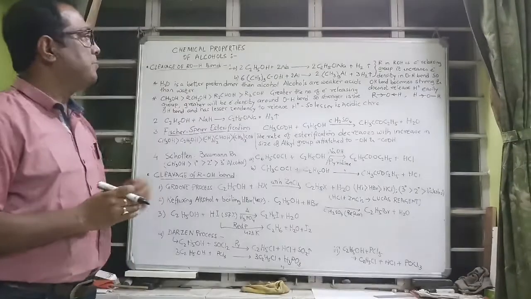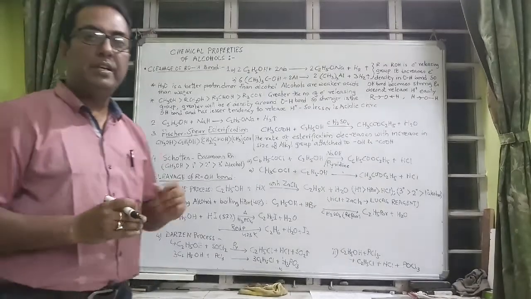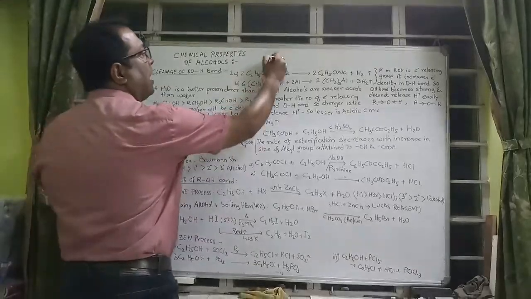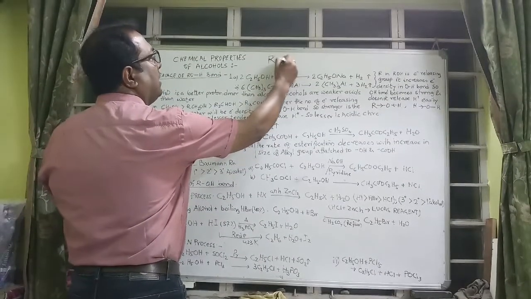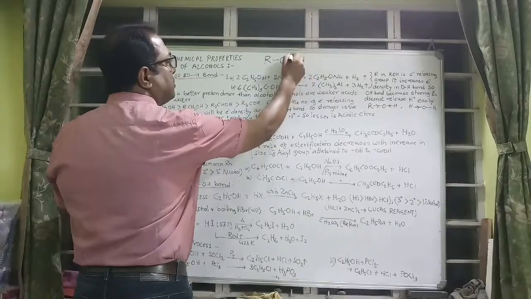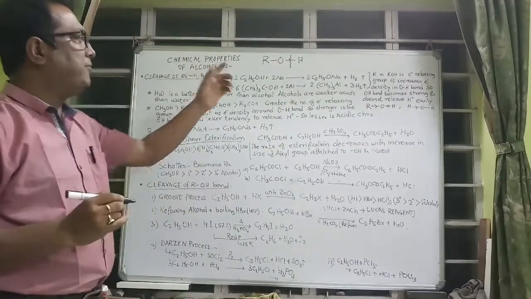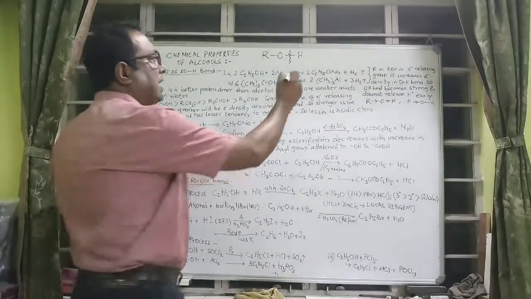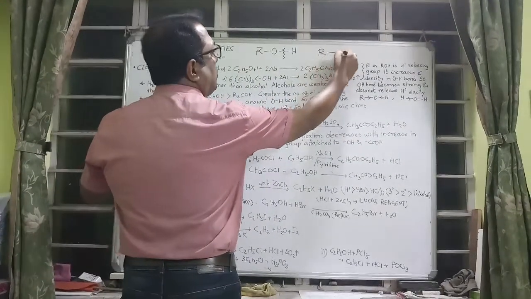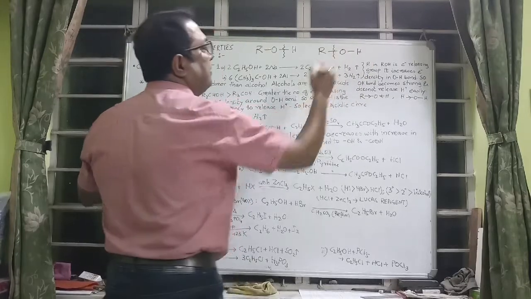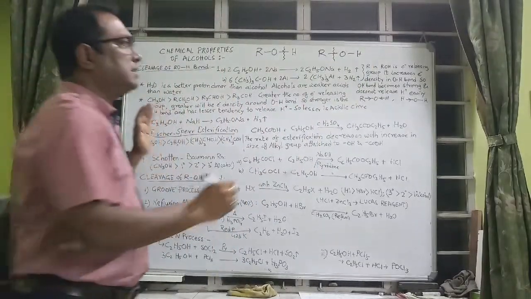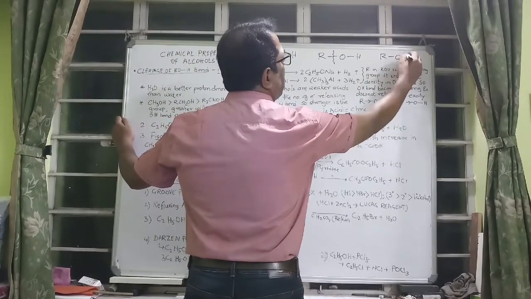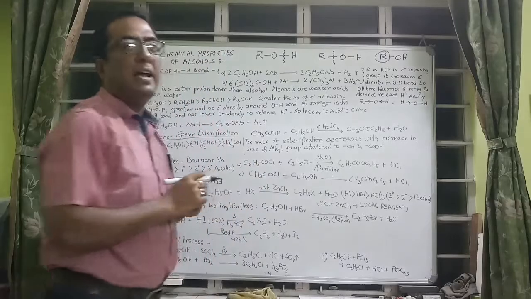Let's come back to the chemical properties of alcohol. As I have told you, students, we can divide the properties under three subheadings. One is R, O and H. If we make a cleavage between the hydrogen and the oxygen, this is one chemical property. The other would be R, O and H, if we make a cleavage between R and O. And the third is R and OH, when we make a change on the alkyl group.